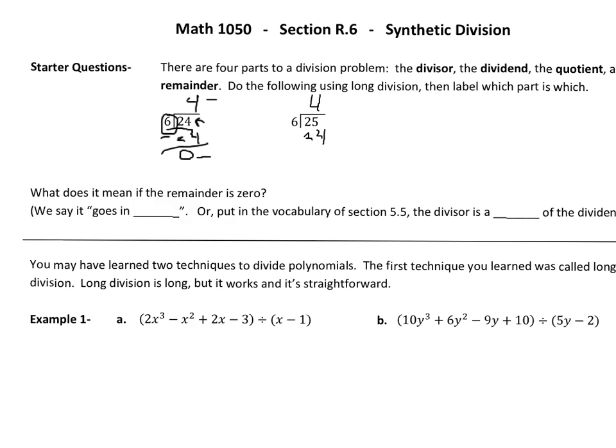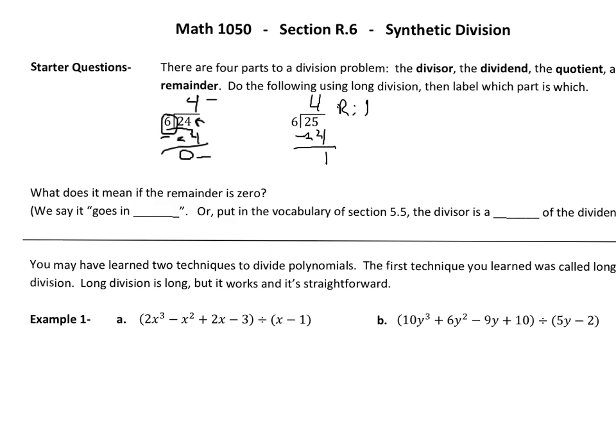This is so touchy. Now again we change the sign, we subtract it. 25 minus 24 is 1. So you'd write the 4, and you can write a remainder of 1, or you can write plus 1 over 6. So now our remainder is 1.